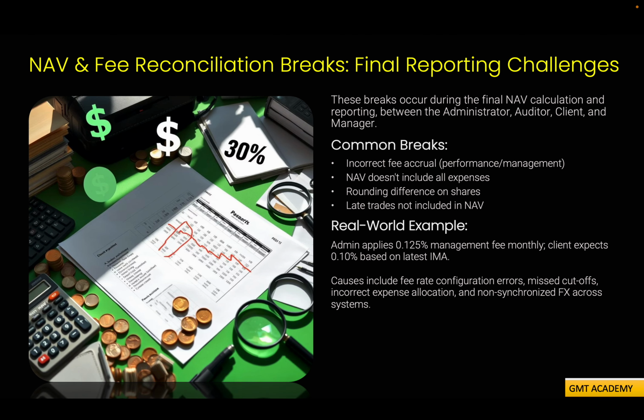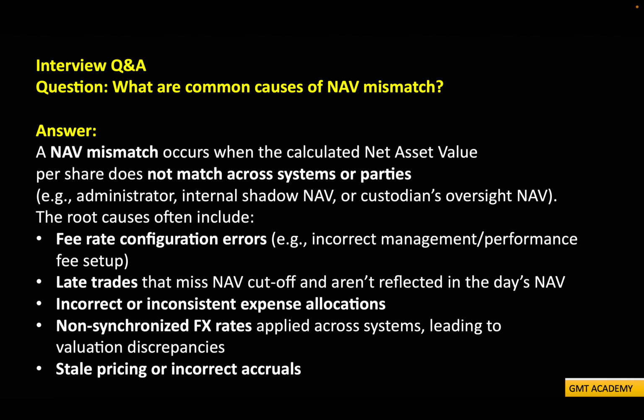Okay, so next you will see a question commonly asked in interviews: what are the common causes of a NAV mismatch? You have to reply to this in a very professional way. A NAV mismatch occurs when the calculated NAV, net asset value per share, does not match across the systems or parties. For example, all the stakeholders included: the administration team, internal shadow NAV, custodian oversight, everything. So what are the root causes, meaning how does it get mismatched?